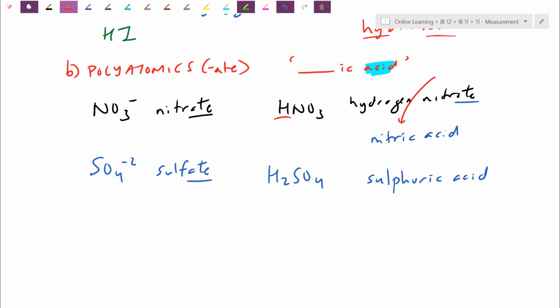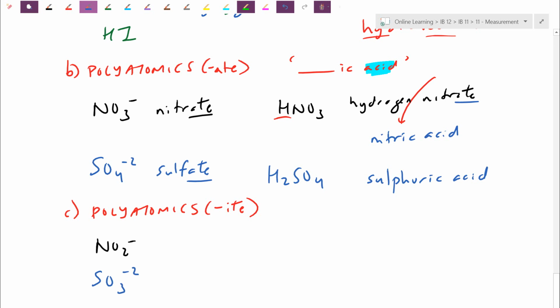Let's compare these two here. The other common ending for polyatomics is ITE. If you look at the grouping here, NO2 minus on your polyatomic sheet, or SO3 minus 2, first thing you're going to realize here is the polyatomic itself is covalently bonded.